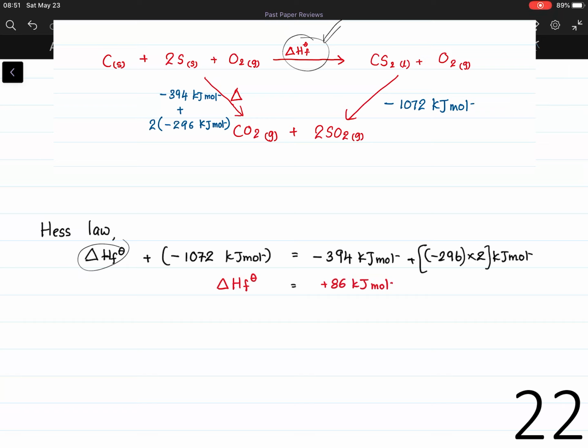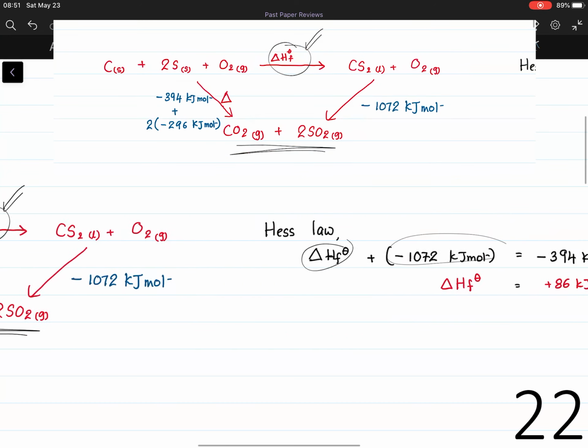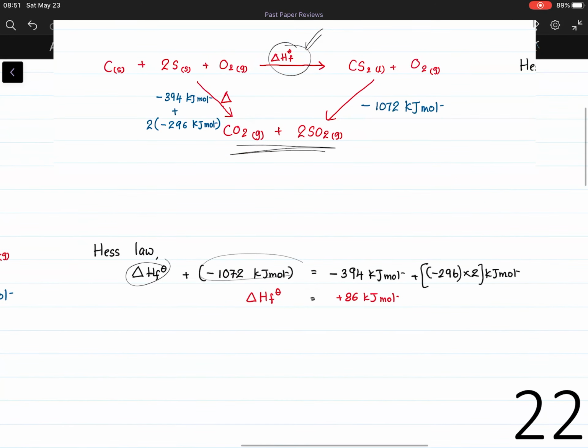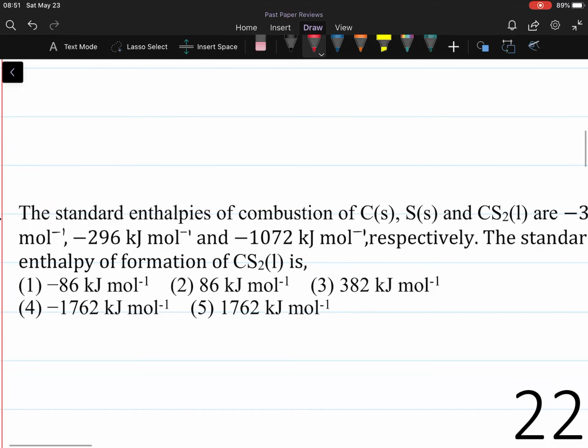You have enthalpy of formation on this side, and then the enthalpy from carbon disulfide to sulfur dioxide and carbon dioxide, and the other side where solid carbon and solid sulfur moves on to sulfur dioxide and carbon dioxide. The answer is positive 86 kilojoules per mole. So that is answer number 2.